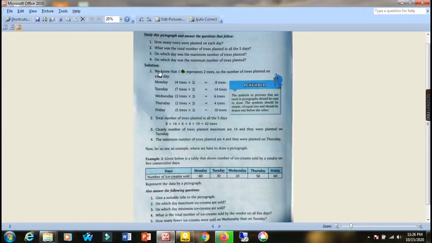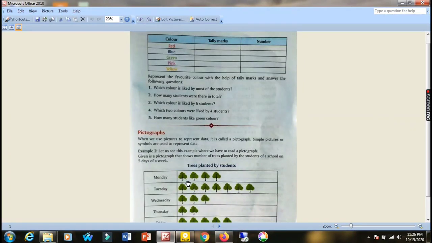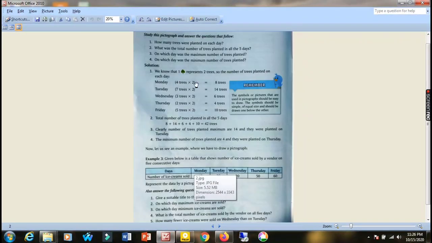So solution, you can see, we know that one tree represents 2 trees, so the number of trees planted on each day equals to Monday. How many trees were there? 4 trees. So 4 into 2 equals 8 trees. Because why are we multiplying with 2? Because one tree represents 2 trees. So as you can see in this question, here are 4 trees. It doesn't mean that on Monday they planted only 4 trees. How many trees did they plant? The answer is on the next page. 4 into 2, that means 4 trees into 2, 8 trees.